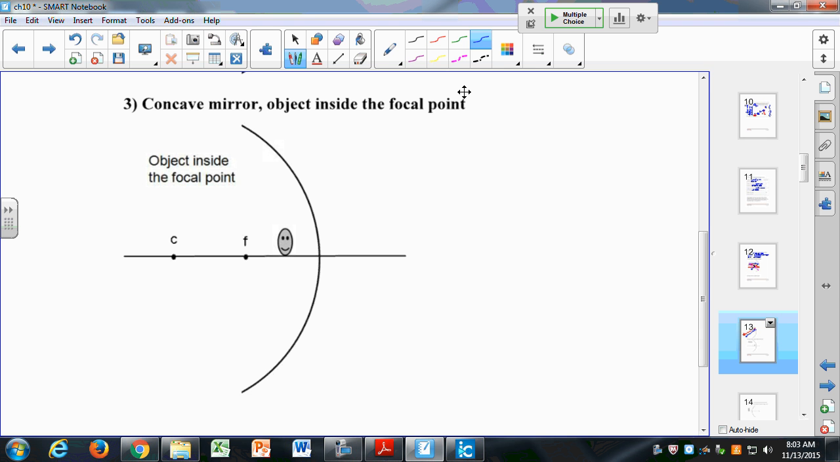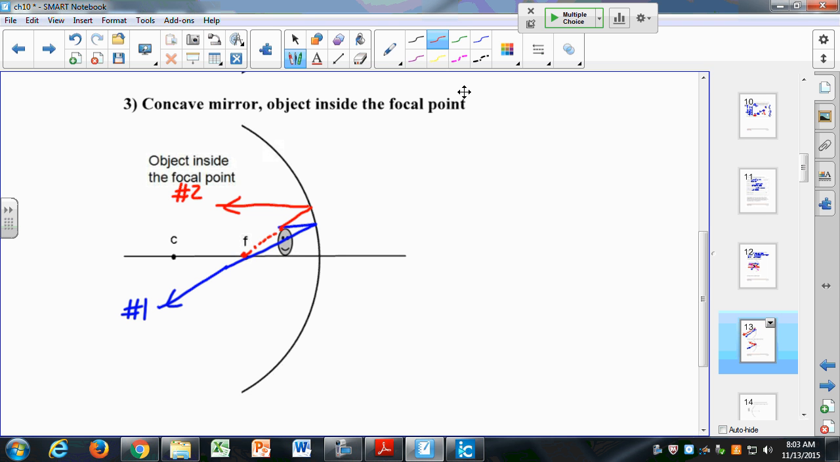I draw one parallel to the axis. This is rule number 1. And then it goes through the focal point. This is number 1. Number 2 is through the focal point and parallel to the axis. So I'm going to draw a ray as if it originates from the focal point, like that, and then it goes parallel to the axis like this. So this is number 2.